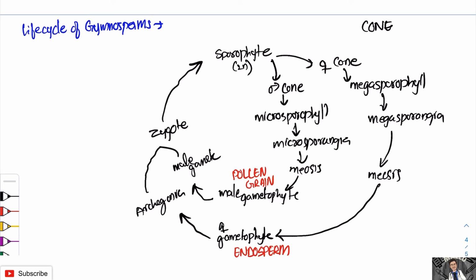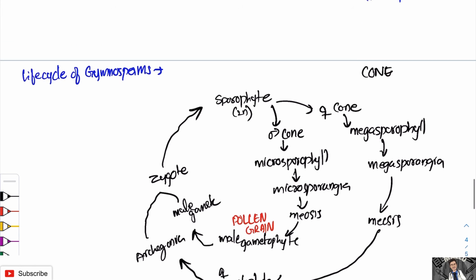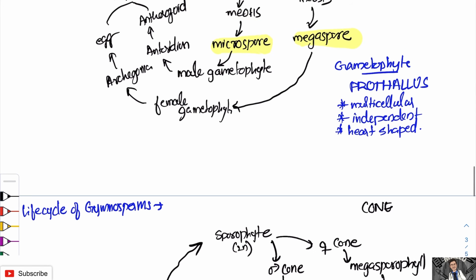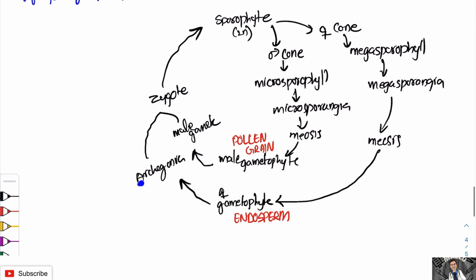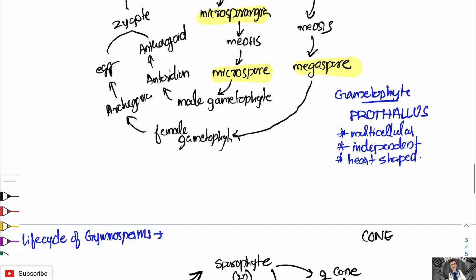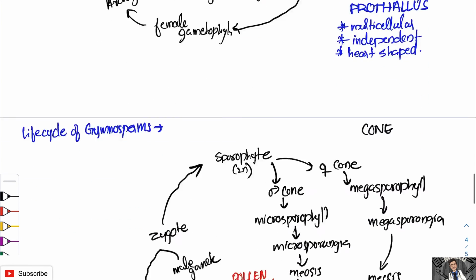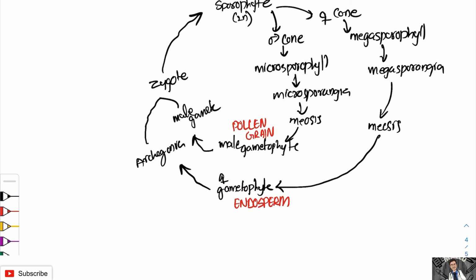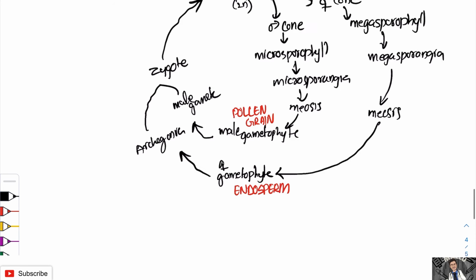endosperm. Okay, and now from the female gametophyte we have the archegonia, and archegonia produces egg in pteridophytes, but here we just stop at the step of archegonia. And the male gametophyte in pteridophyte produces antheridium and anthrozoid, but here the pollen grain or the male gametophyte just produces the male gamete. So let's go into minute details.